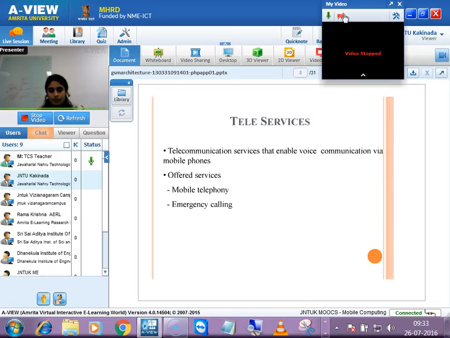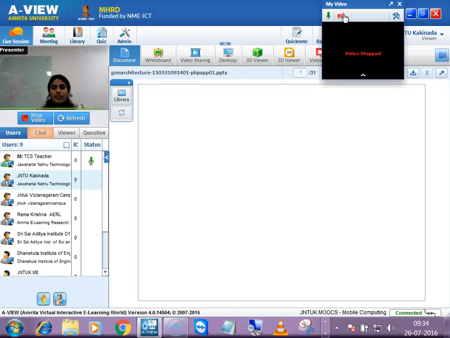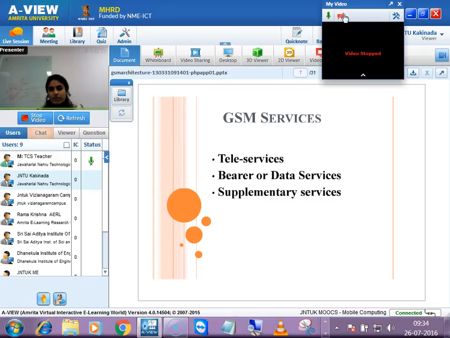I think in the next slide you are having it. Yeah, telephone services that enable voice communication via mobile phones. So what are the services offered? Mobile telephony and emergency calling. Normally, whenever you call, it has to go through some internal network elements, and then it will be connected to the destination. In an emergency situation, whenever you call, these things won't happen. Some steps will be missed. In an emergency, it should be served first, right? It should be provided with higher priority. So we'll be providing higher priority for that, and we voluntarily will be missing some steps for that. So emergency calling and mobile telephony, these are the services offered in tele services.